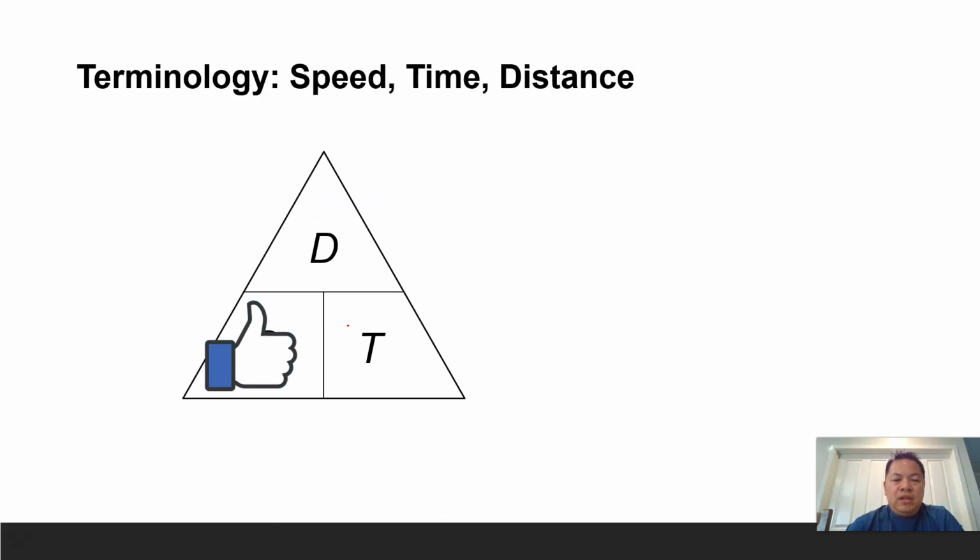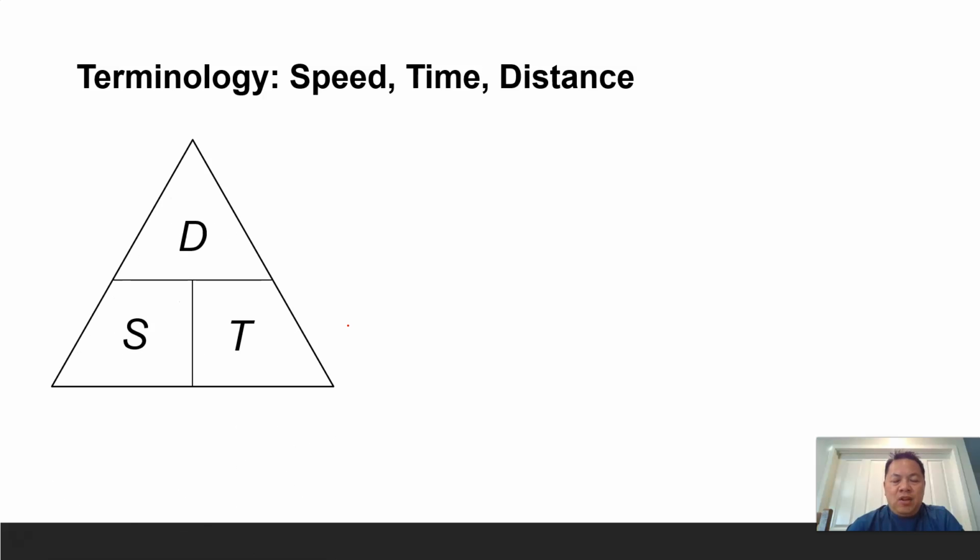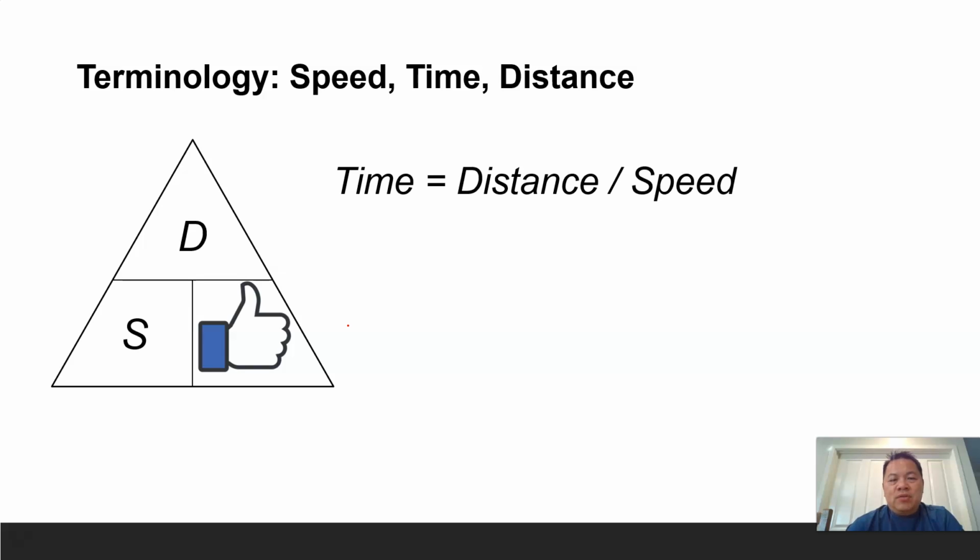So now, if we are looking for speed, we cover up S, and we'll have D over T. Can you see that D is above T? So in other words, the speed formula is actually distance divided by time. Got it? So speed formula is distance divided by time. Last but not least, if we are looking for time, we cover up T, and the formula is distance over speed. Okay, so time is actually distance over speed.